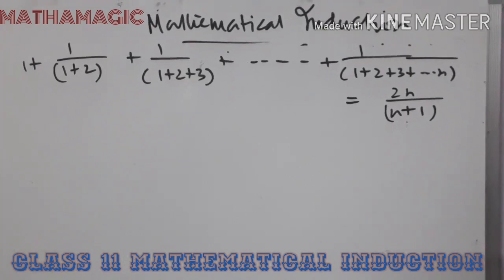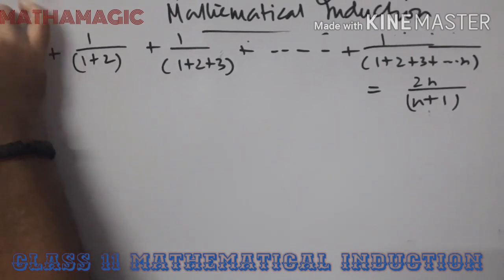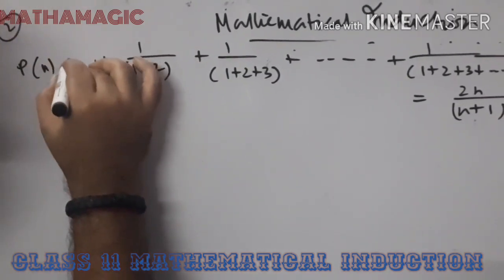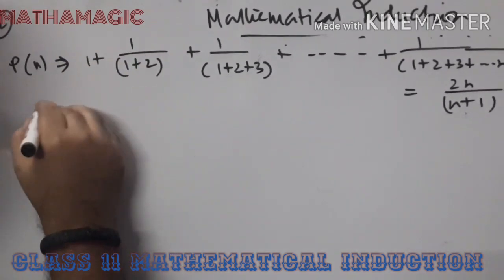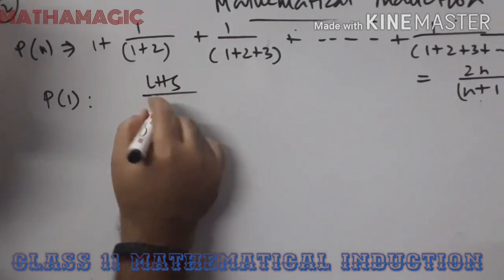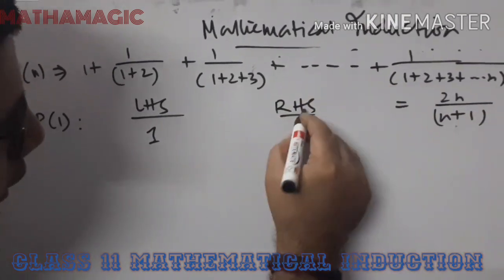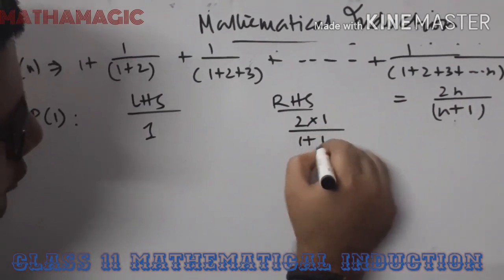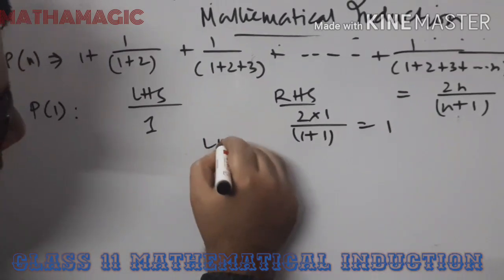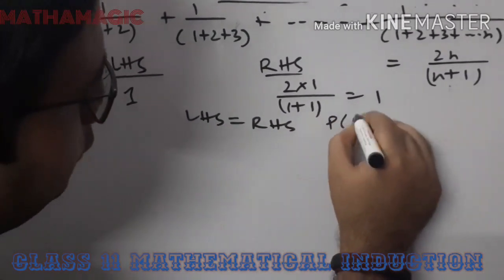Now, first step, what we have to do, that is P of n. We'll just assign this as P of n. P of n implies this one. Now, first step was P of 1. In P of 1, LHS we will find. LHS means the first term. And for RHS, we'll just put the value of 1. That will be 2 into 1 divided by 1 plus 1, that is 1 itself. So, LHS is equal to RHS. Hence, we can say that P of 1 is true.